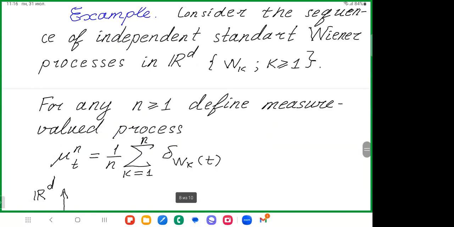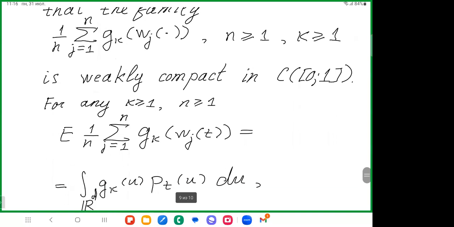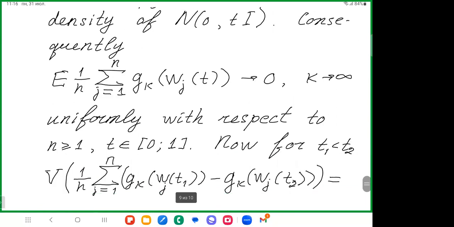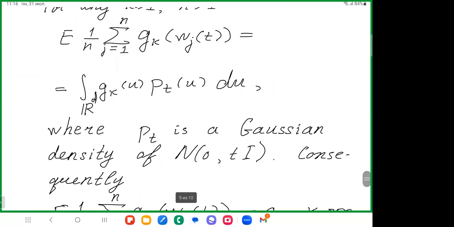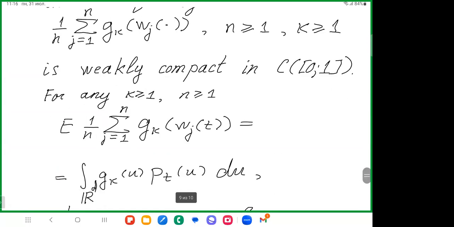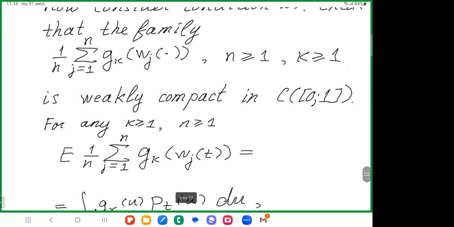Now let us consider what we can do. Here it is. Okay. Now let us check that this is weakly compact. This double parameterized family. Here is n, and here is k. And then for any k, let's consider the expectation.